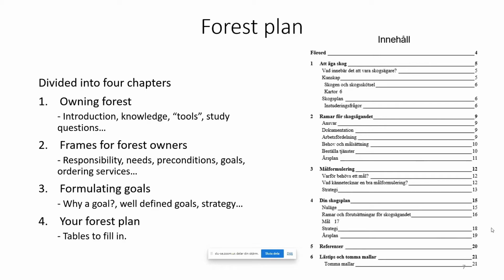The second chapter is about frames for the forest owners. It includes text about the responsibility as a forest owner, and the different needs and preconditions if you are several owners in one property. We touch on the goals and ordering services. The third chapter is about formulating goals. It shows why it's important to have a goal and examples of a well-defined goal. It also takes a step into the strategy plan that you can also do in the forest plan.